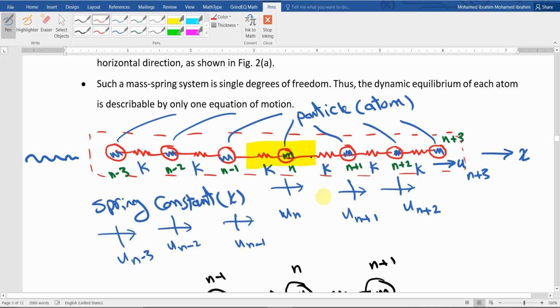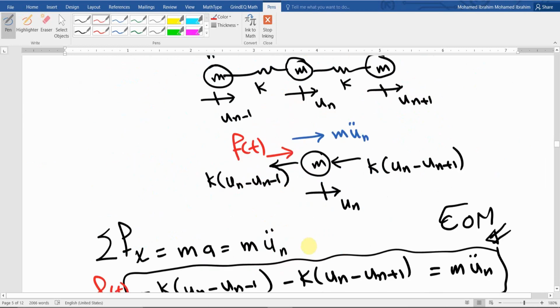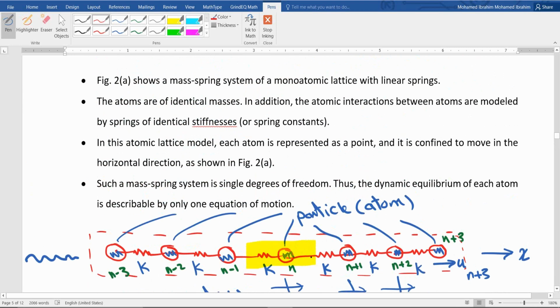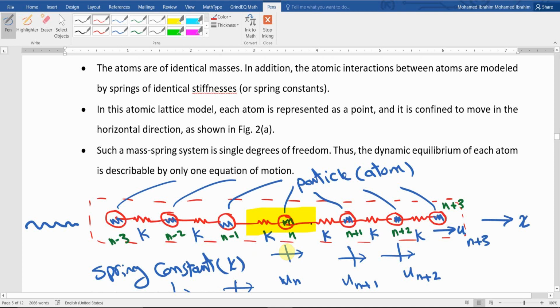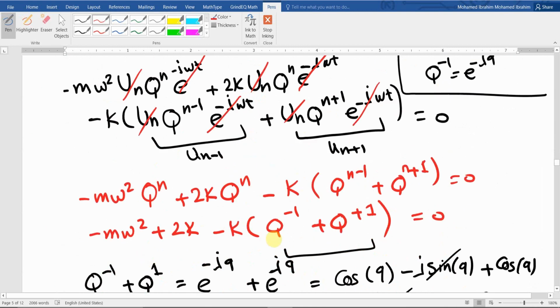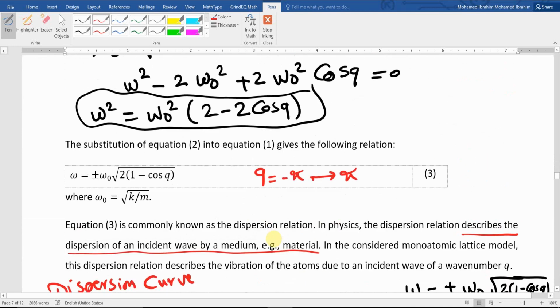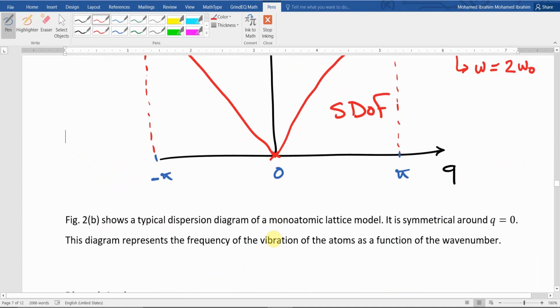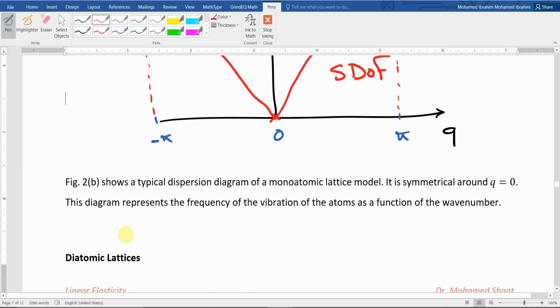Then from the dynamic equilibrium of one atom, we can end up with an equation of motion, because a system with this specification is a single degree of freedom system. Again, we are representing these particles as points. A point has only one type of degree of freedom, moving with a displacement u, and we are interested in the vibration of only one atom. So that's why we end up with only one equation of motion, and then we solve this equation of motion to get the vibration of this atom upon an incident wave. Make sense?